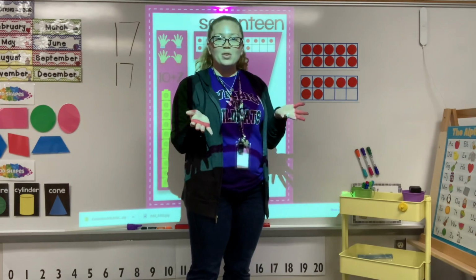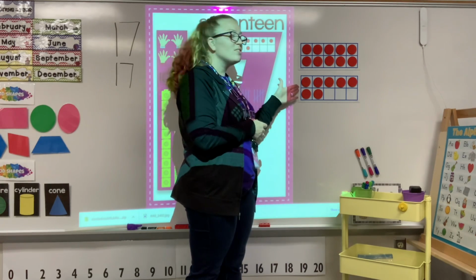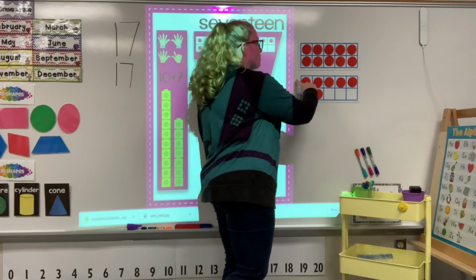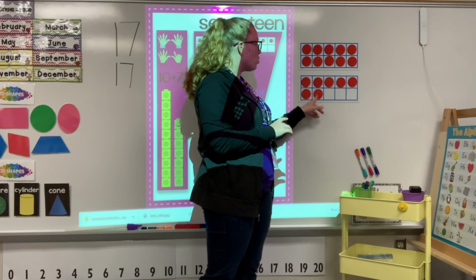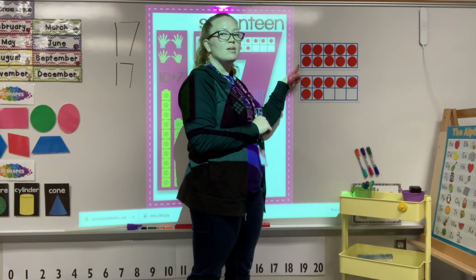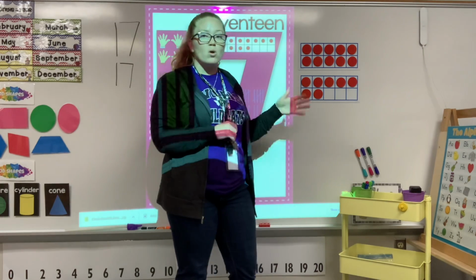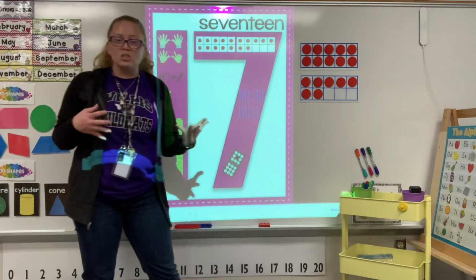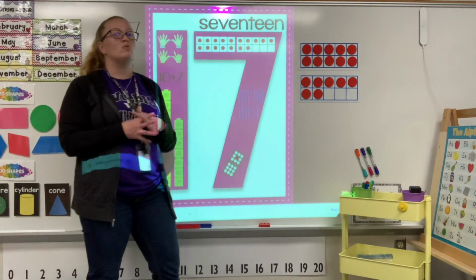So I just built the number 17. I had 10, and then I have 7 more. I know my first row is 5, and then I have 2 more, which makes 7. So I have 10 in my tens frame, and then I have 7. Well, 10 and 7 more is 17. So I just built my number 17 in my tens frame.